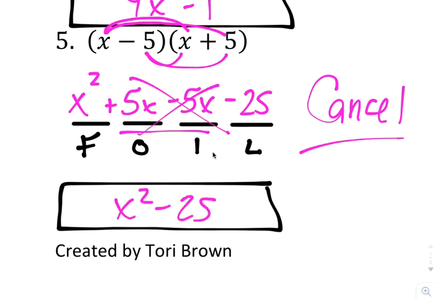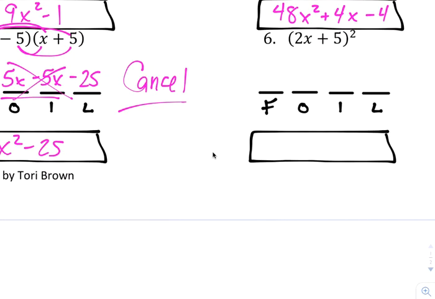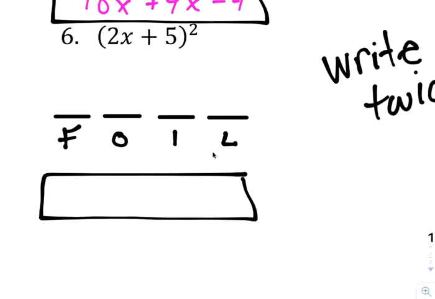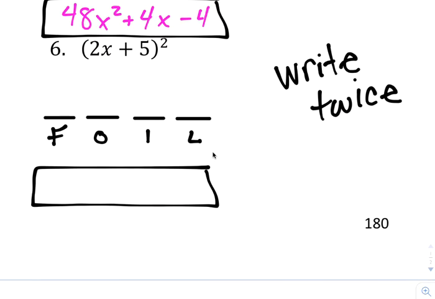All right, we got one more question. Let's go ahead and knock it out. Problem 6 is a little bit different because you only see one parenthesis. When you see that little squared up here, what that means is you're going to write it twice. So I'm going to scribble out that 2, and I'm going to write it again, 2x plus 5. Just copy the same parenthesis again, and then we can roll.